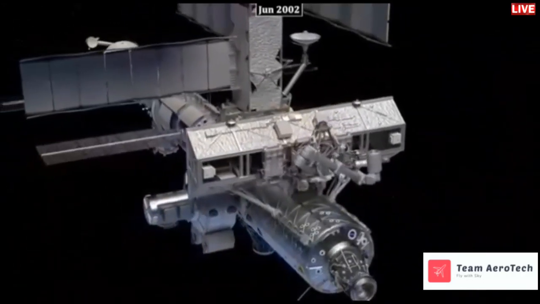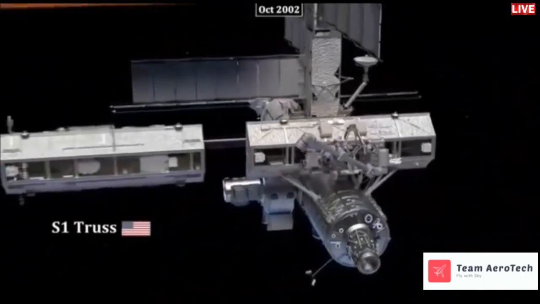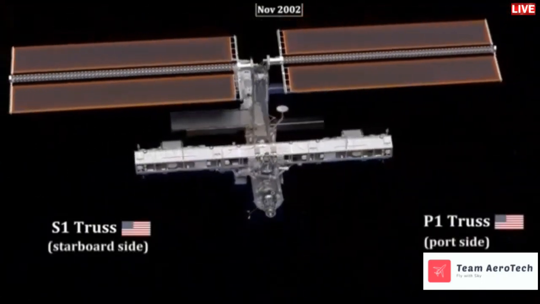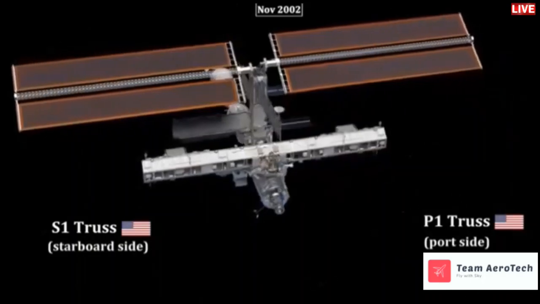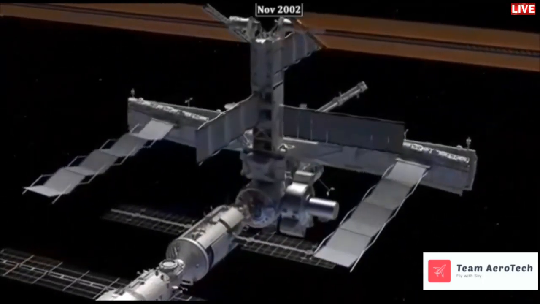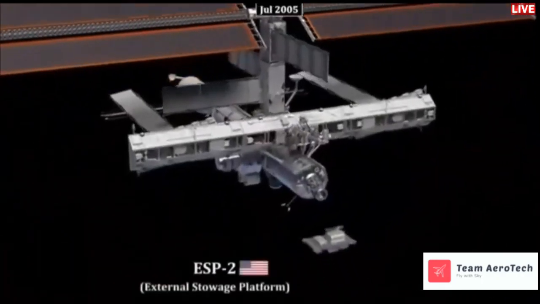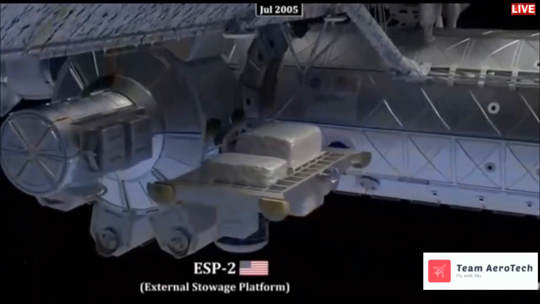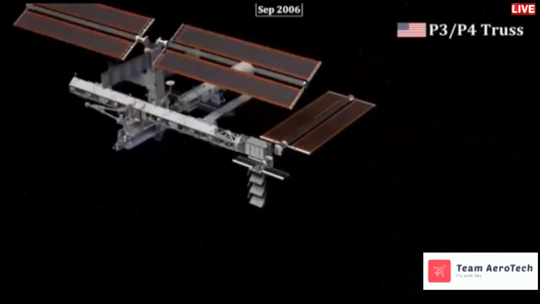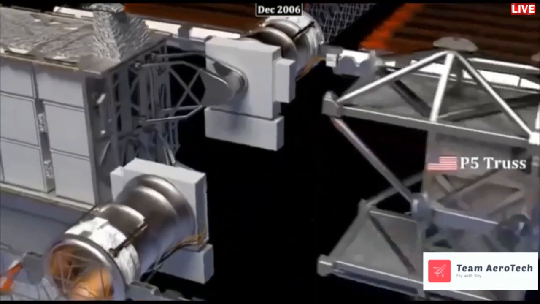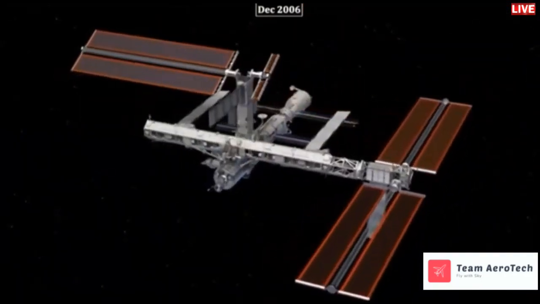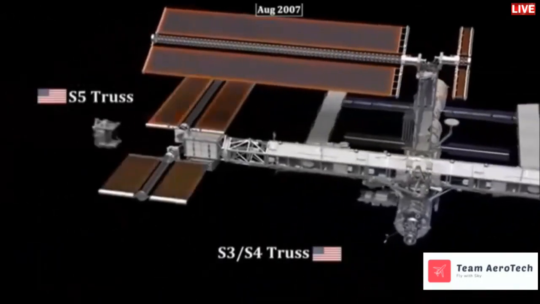Then the S1 truss was added, followed by the P1 truss, and S stands for the starboard side and P stands for the port side. Each side has room for a radiator panel. Now only the center one will be installed. Now ESP2 is added to the station right next to the airlock. Now this is the P3 and P4 truss, and you can see the P5 truss goes in, ESP3 goes down here, and then the P6 can move to its final place, as you can see here with the help of animation.